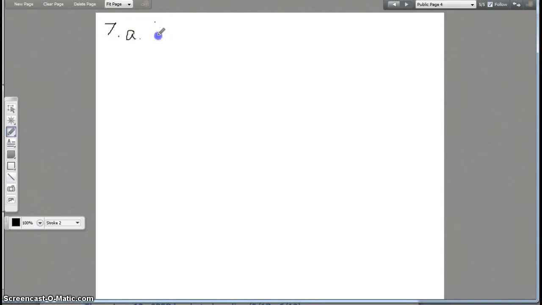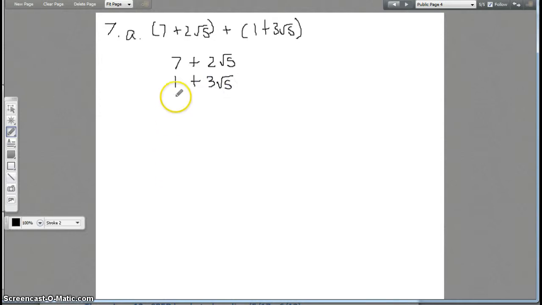Part A is 7 plus 2 square root 5 plus 1 plus 3 square root 5. Okay, notice this is a plus, not a times. We're just adding. One thing that you might want to do when you see problems like this is rewrite them in vertical form, so that you have 7 plus 2 square root 5 plus 1 plus 3 square root 5. Then it's easy to see you add your numbers to your numbers.